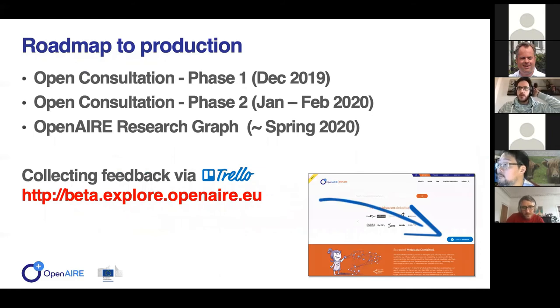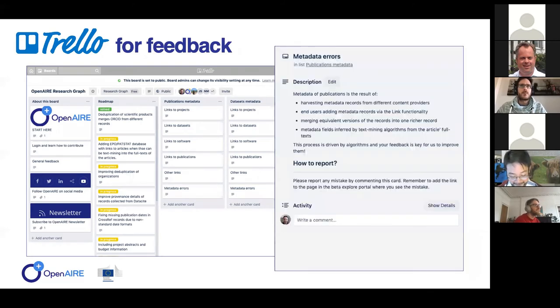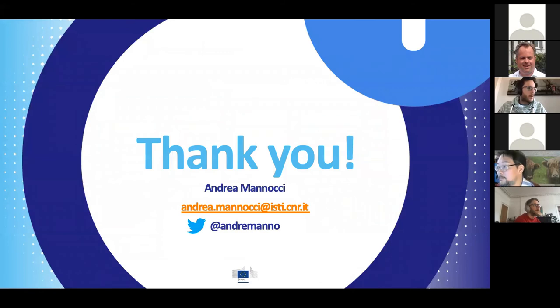So this is the roadmap to production. At the beginning of the year, we were in an open consultation phase. I just checked: if you go on beta.explore.openaire.eu, there is still this give us feedback button, even though it was supposed to have disappeared. If you click on that, you should get a Trello dashboard in order to leave feedback and ask questions. Otherwise, you can write to me or Paolo Manghi, and we will be happy to read your inquiries. This is how the Trello dashboard appears. And that would be all from my side.